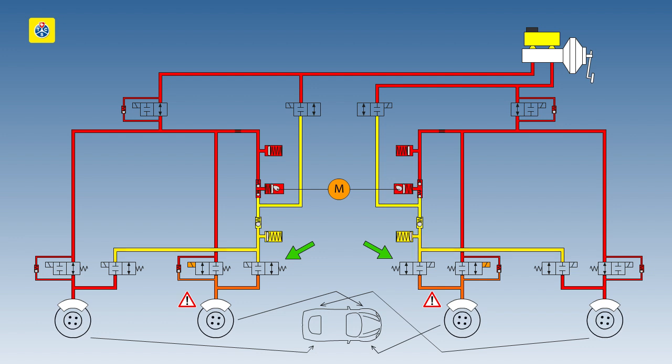Once the wheel is turning, the exhaust solenoid valve closes and the inlet solenoid valve opens, gradually releasing the braking pressure generated by the ABS pump. This process is repeated until the vehicle comes to a standstill or the brake pedal is released.